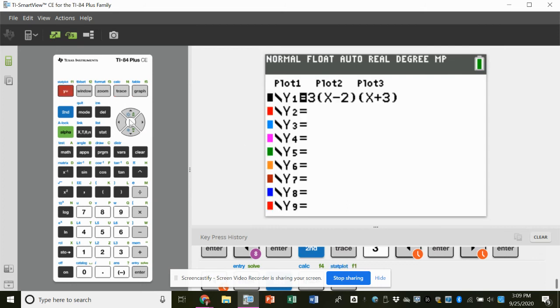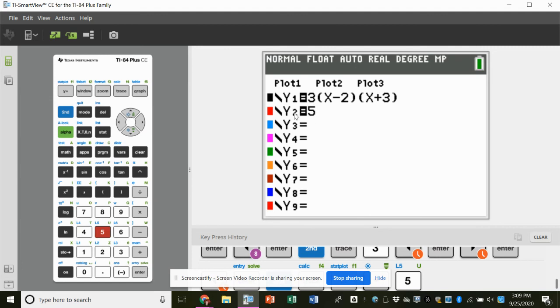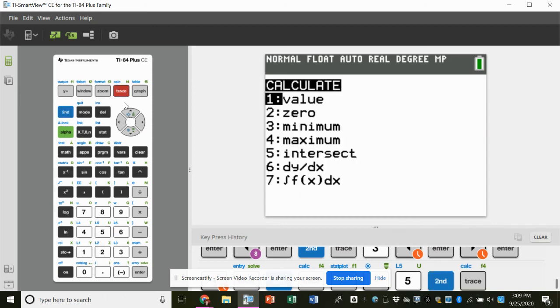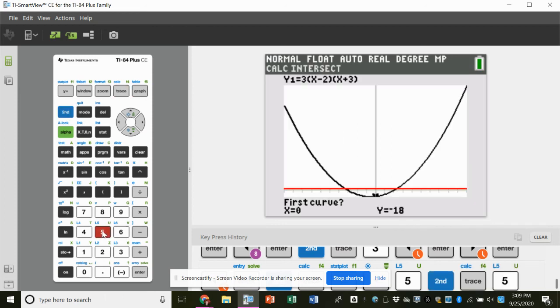So in y equals, if I wanted to come in here and say, what's the input when the output is 5, for example, I can say y equals 5 because y is the output. I'm defining my output as 5. So then I can go to second trace and find the intersect. And that's going to tell me where y is equal to 5 on my graph. And there's 2 points there.